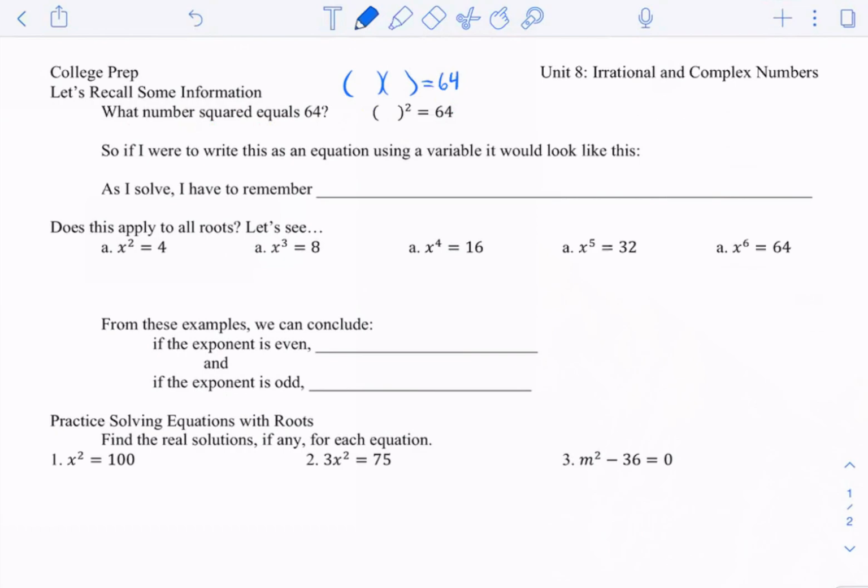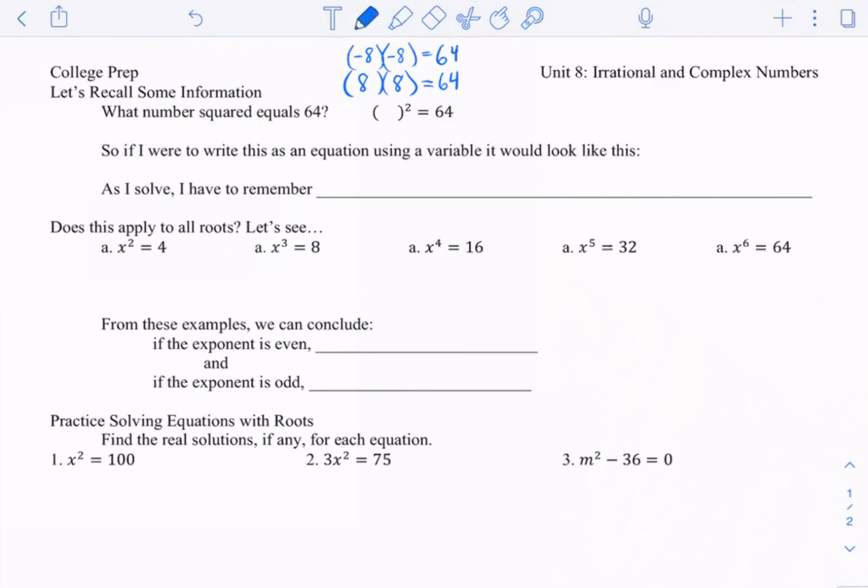And some of you are saying, hey, that number is 8. 8 times 8 is 64. Now, I would say you're only half correct here. 8 is a correct answer, but there is another answer. Does anybody know what other number times itself also gives you 64? If you said -8, then you are correct. Because remember, a negative times a negative will give us a positive.